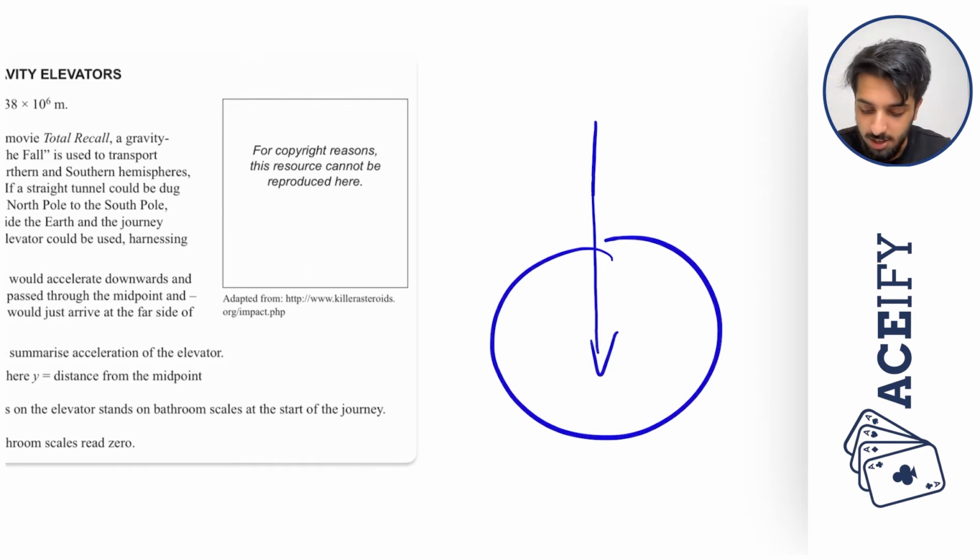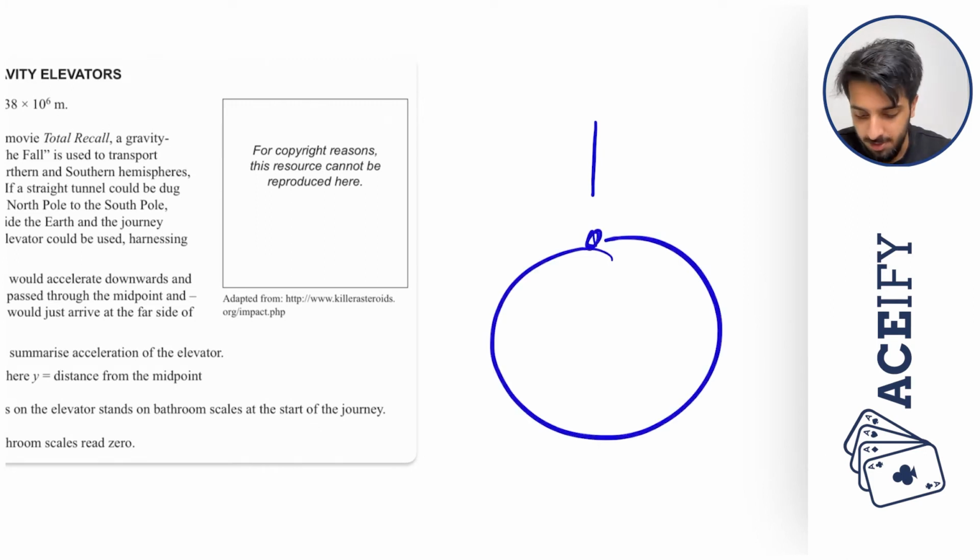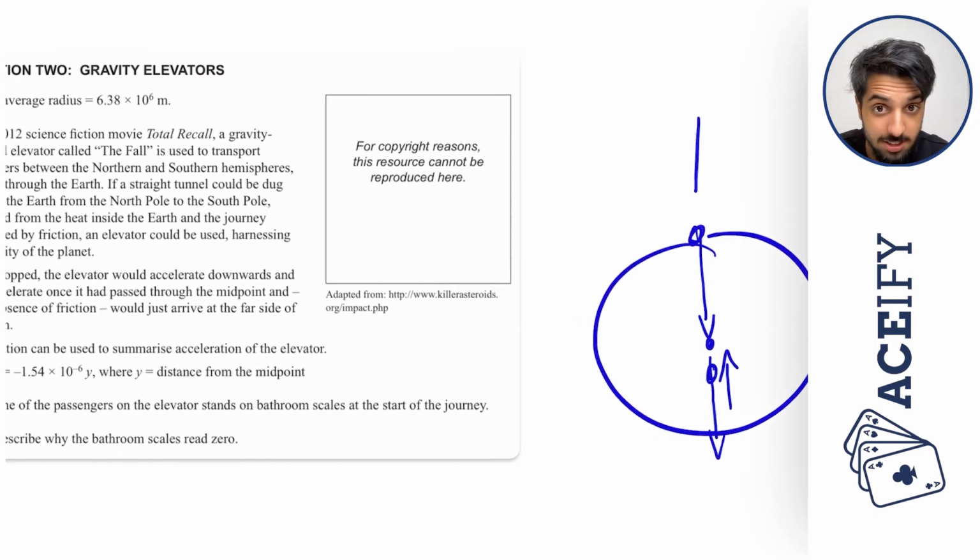If there is no friction, the elevator is going to start at the top, accelerate due to gravity, and once it gets to the midpoint, we're going to be on this side now, right? Once we're on this side, gravity is going to act in this direction, and so that's going to slow us down. That's the idea that they're trying to get at. Again, it makes no sense because you can't go through the center of the Earth, and they try to explain that in the question as well. They try to say you're going to be protected, but still, it doesn't really make any sense.